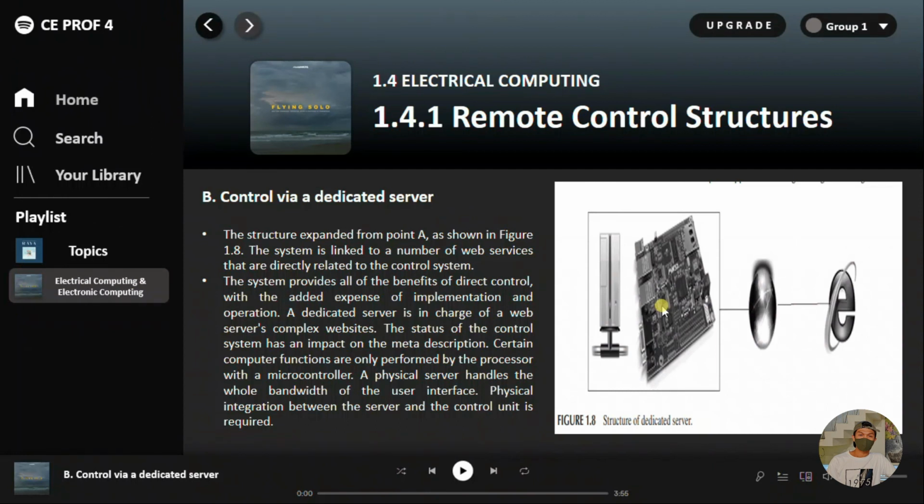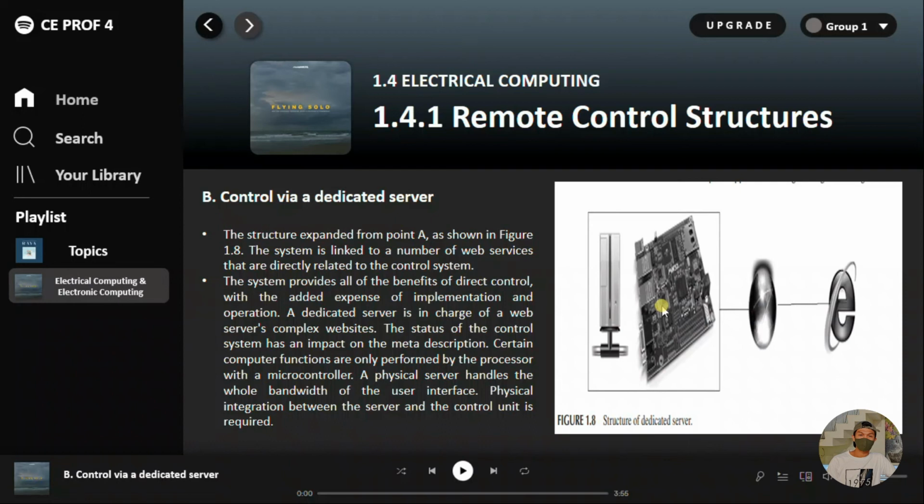is the control via dedicated server. The structure expanded from point A, as shown in figure 1.8. The system is linked to a number of web services that are directly related to the control system. The system provides all the benefits of direct control with the added expense of implementations and operations. A dedicated server is in charge of a web server's complex websites. The status of the control system has an impact on the meta description.